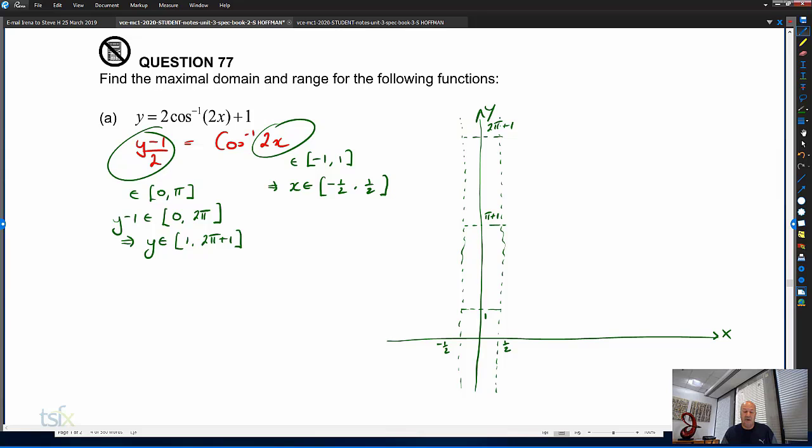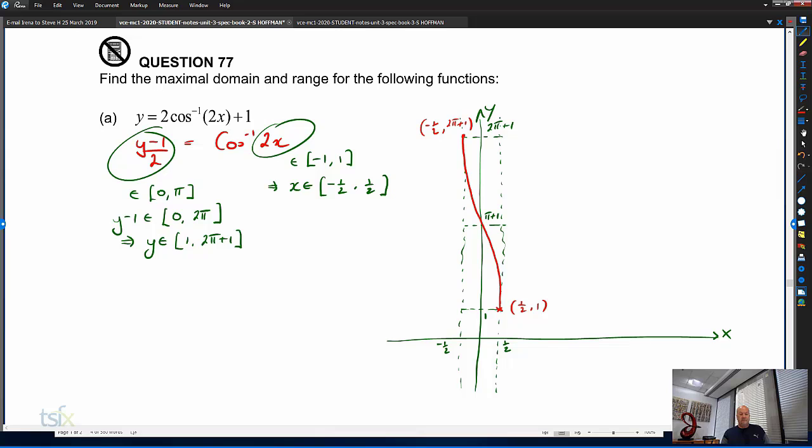And I know it's my standard inverse cos graph. There are no reflections. And my standard inverse cos graph would go something like that. Now, normally on the exam, they will often say label your endpoints. So that would be at x is 1/2, y is 1. That would be at -1/2, 2 pi plus 1. And that would be your graph.